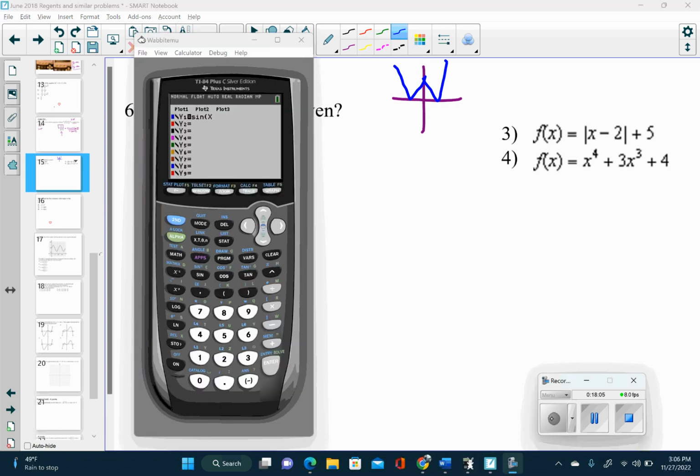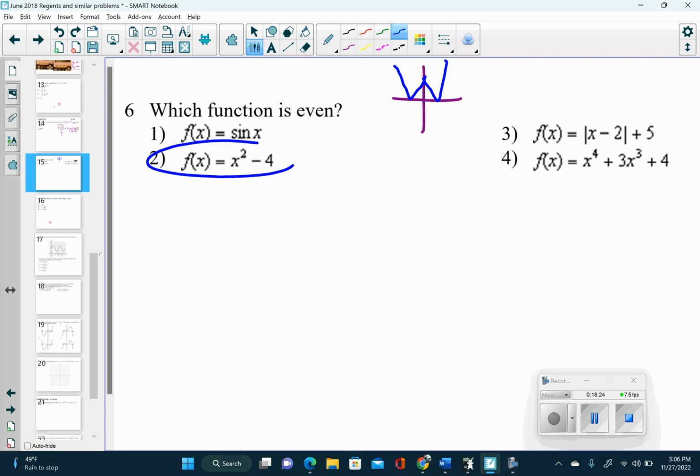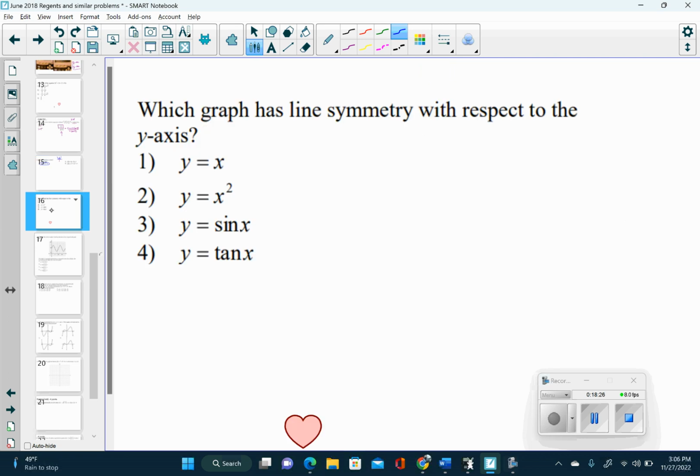So the first one I plugged in is y equals sine of x, and if I hit graph, I can see if I fold this down, the left side is not equal to the right side. The next one I plugged in is x squared minus 4, and boom, right? If I cut the graph right here where the y-axis is, the left side is equal to the right side, therefore it's even. Okay, go ahead and try this one.